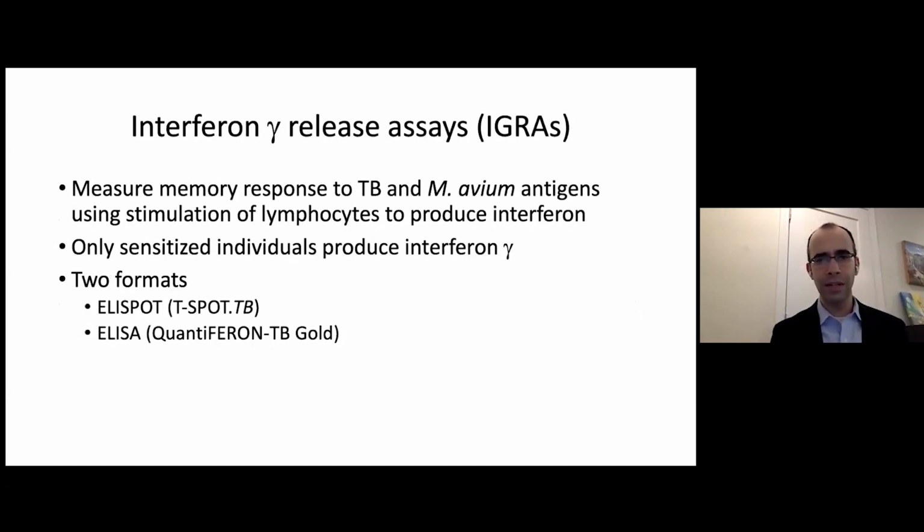Now, that said, there is another test for latent TB infection, and that's the interferon gamma release assay, or IGRA. So this is a blood test. And what it measures is the memory response to TB and, in the positive control, Mycobacterium avium antigens. And what it assays is stimulation of lymphocytes in the blood to produce interferon. And so the thought here is that only individuals who've been sensitized, i.e. exposed to TB, will produce interferon gamma to TB antigens. And there's two commercially available tests for two formats of this test. The ELISpot test is commonly known as the T-spot test, and the ELISA test is the QuantiFERON TB Gold.